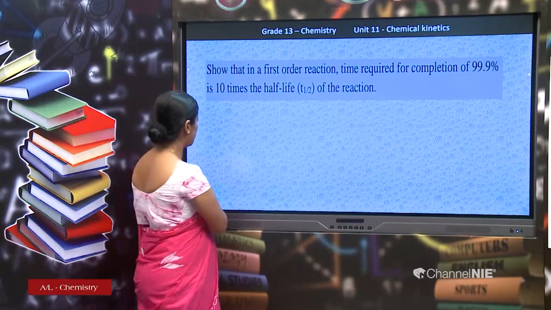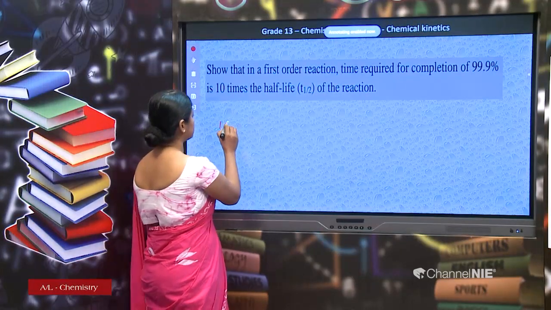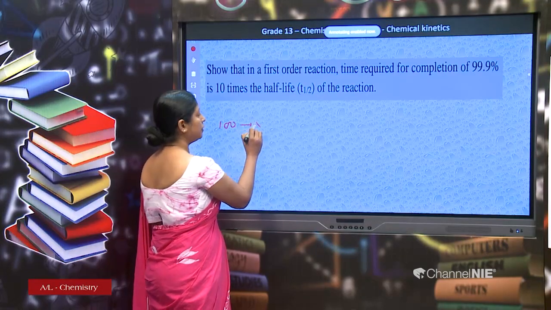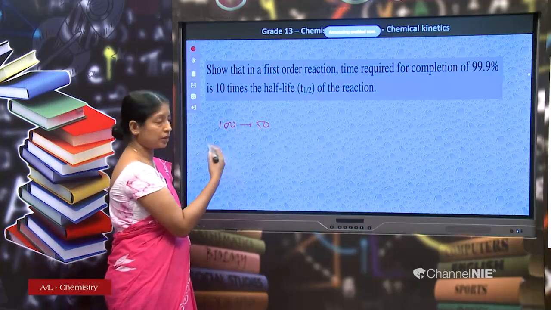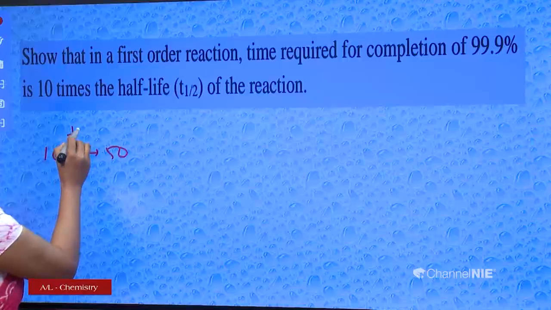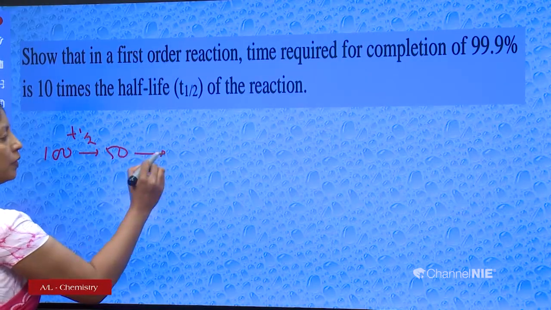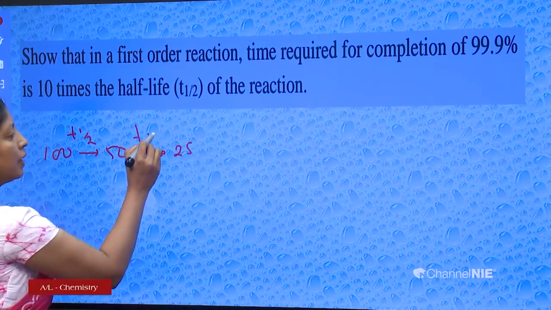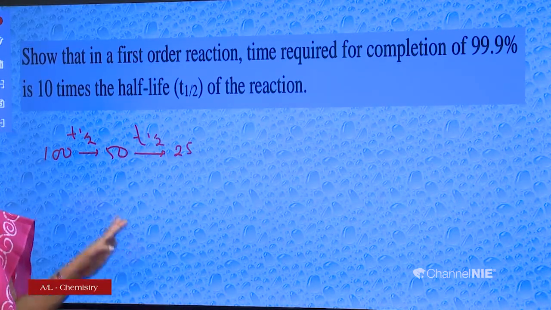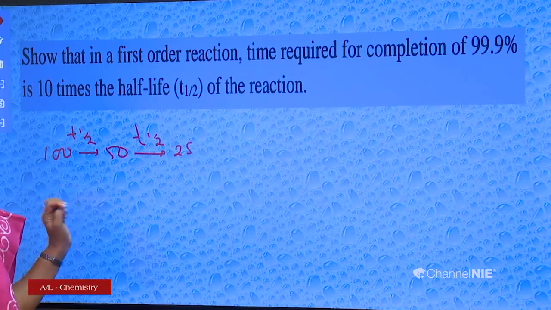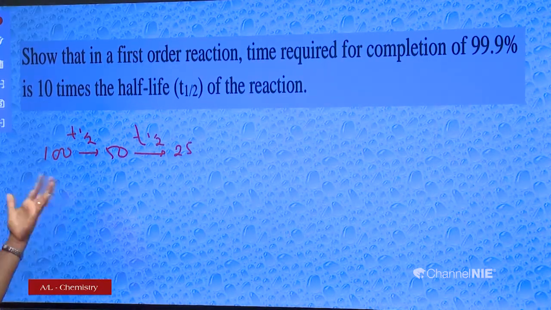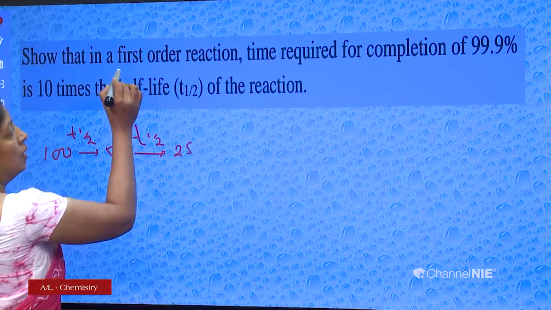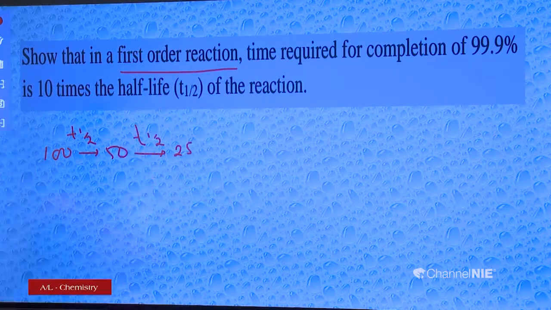The initial amount is given as 100, half of that means 50. To get done this change, we need to spend 1 half life. Half of this means 25. We have to spend another half life. The calculation can be done like this because half life is a constant. They mentioned it is a first order reaction, one of the most important things in the question. Without giving this order, we can't do the calculation like this.